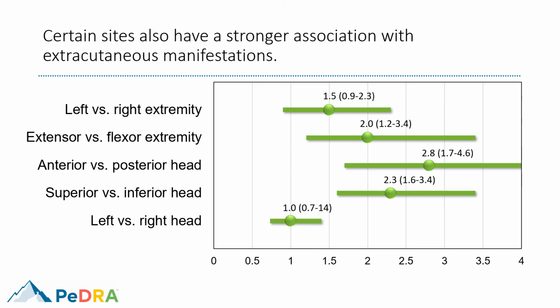However, looking at extensor versus flexor extremity, you are 2 times as likely to have extracutaneous manifestations if your morphea was on the back of the arm or the front of the leg compared to the opposite side of the arm or leg. Also, comparing the front of the head to the back of the head, you were 2.8 times more likely to have extracutaneous manifestations if your morphea was on the front of your head. And comparing the top or superior part of the head compared to the bottom or inferior part of the head, you were 2.3 times as likely to have extracutaneous manifestations if the morphea was on the upper part of your head.